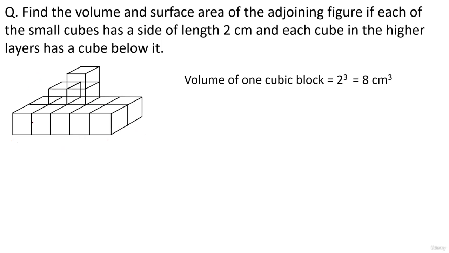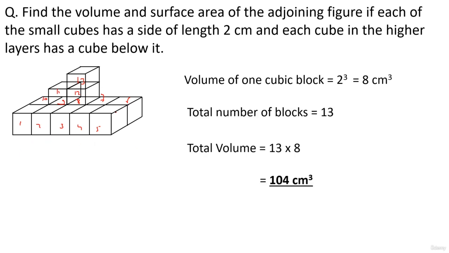So at the bottom, if we count, look: 1 2 3 4 5 6 7 8 9 10, there are 10 cubes at the bottom. Above it in the second layer there are 11 and 12, and above that one more, 13. So there are 13 such cubes. That means the total volume will be 8 multiplied by 13, and that comes out to be 104 centimeter cube. So for the volume, the answer is 104 centimeter cube.